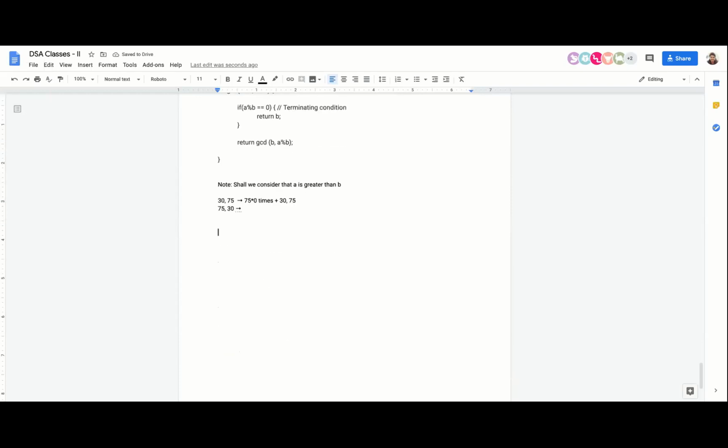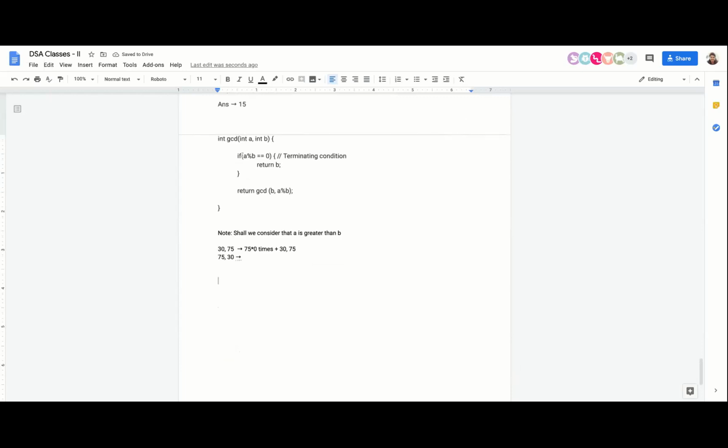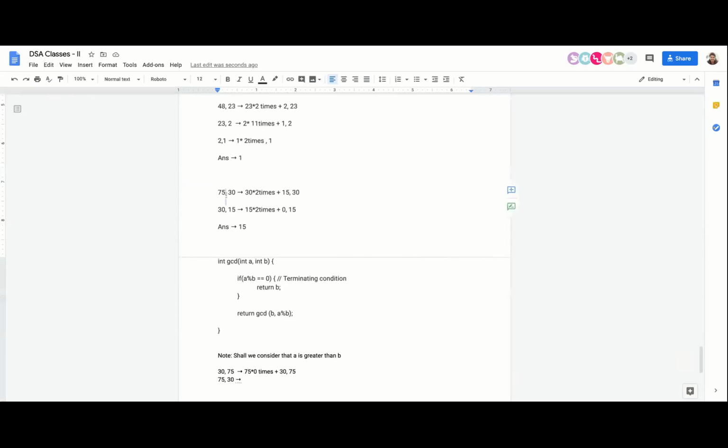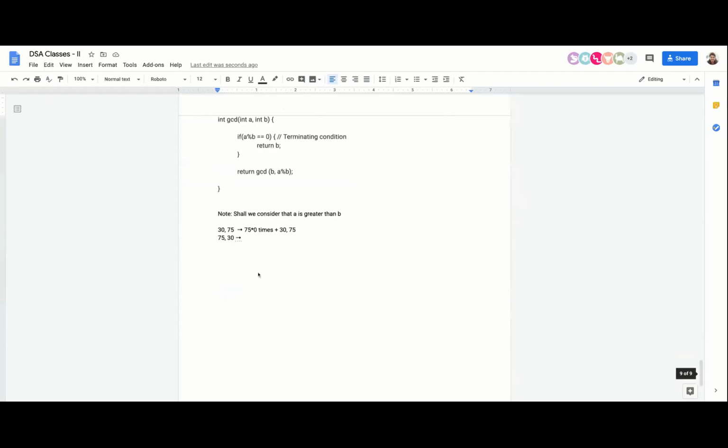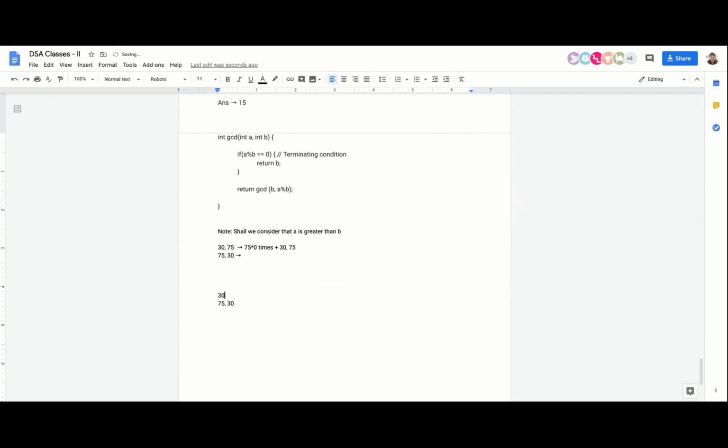See what we are doing is, first we are trying to figure out what is the answer for 75,30. Correct? So we are trying to figure out the answer for 75,30. And whenever we do recursion, the values are stored as a part of the stack. So first, what will happen? We will put this 75,30 into the stack. Then after that, what will happen? When we find the recursion of 30,15, then again it will be put onto the stack.